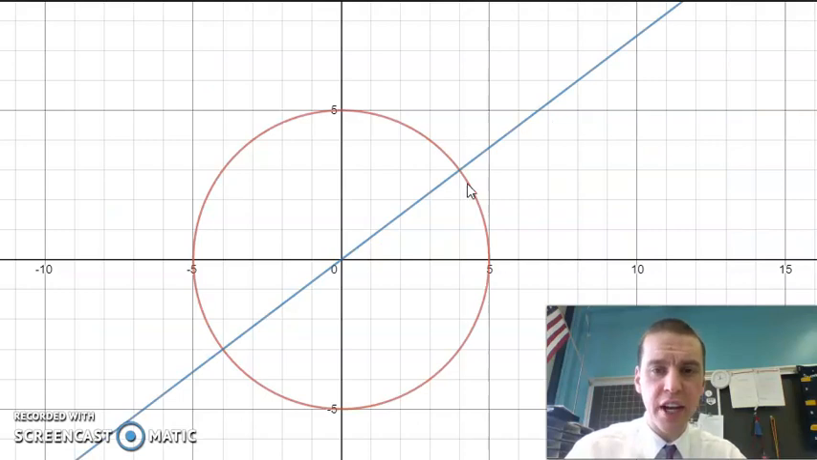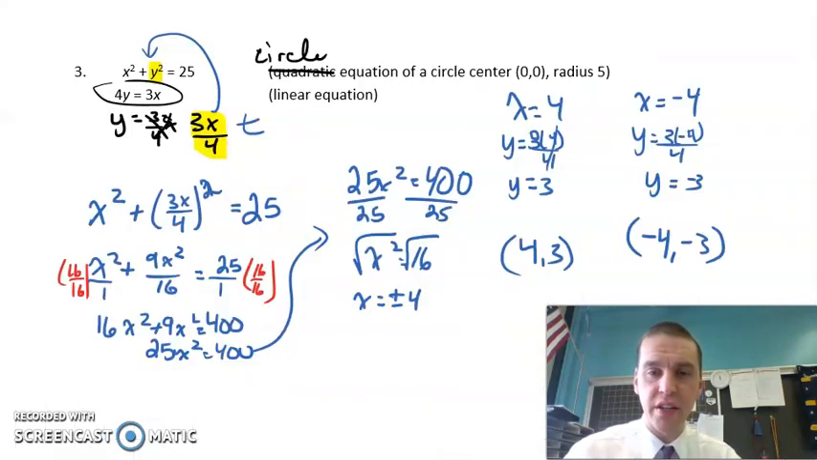So here it is on the graph. Here are your points, (4, 3) and (negative 4, negative 3), exactly like we had. The circle, center 0, radius 5. We'll get into that next class. So that is where they are equal.